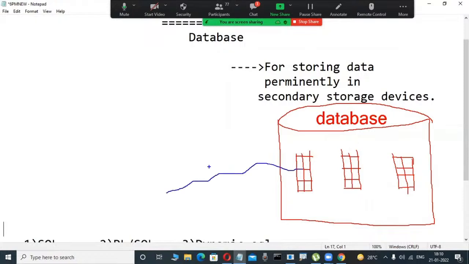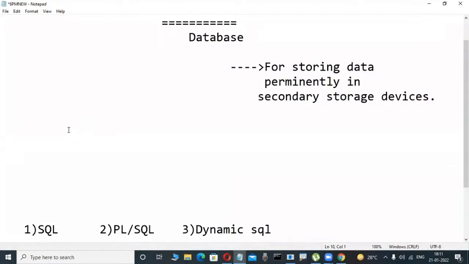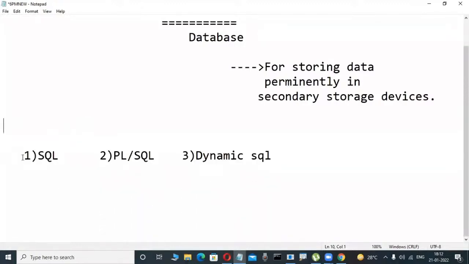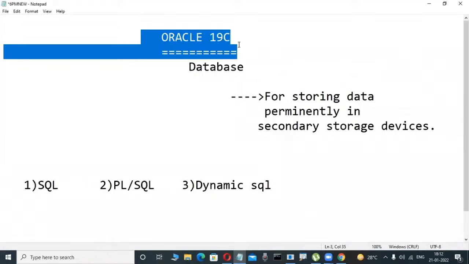We work with this data by using SQL, the structured query language. Yesterday I told you up to this point, just a small thing. If you want to operate this Oracle software, we use SQL, structured query language. Another language is PL/SQL, procedural language extension for SQL. Another language is dynamic SQL. Through these three languages, we operate this Oracle software in your companies.